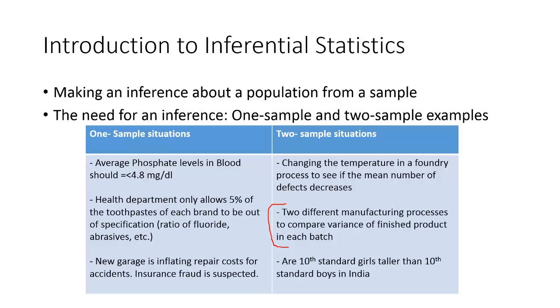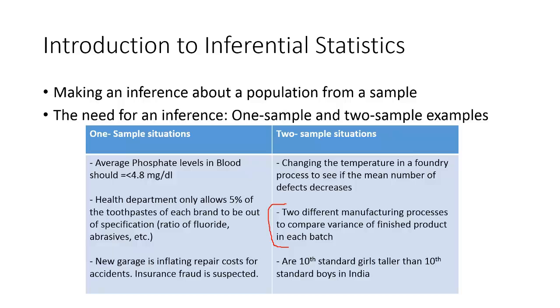Another example that is often quoted is things like, are 10 standard girls taller than 10 standard boys in India? For instance, we all know that in terms of average heights, men have larger average heights than women, but we've also heard that girls start growing taller earlier. So I don't know, is 10 standard a break-even point? At least some statistics textbooks seem to think so.